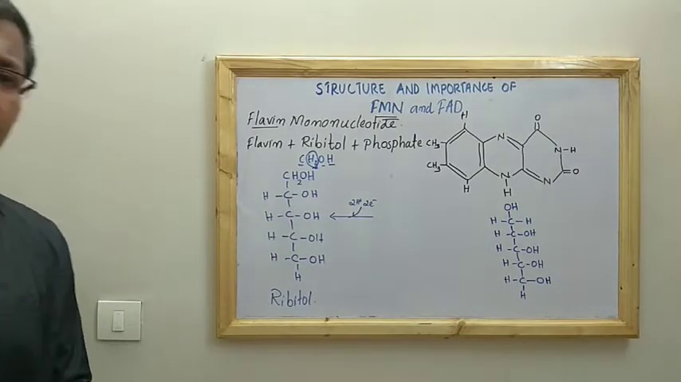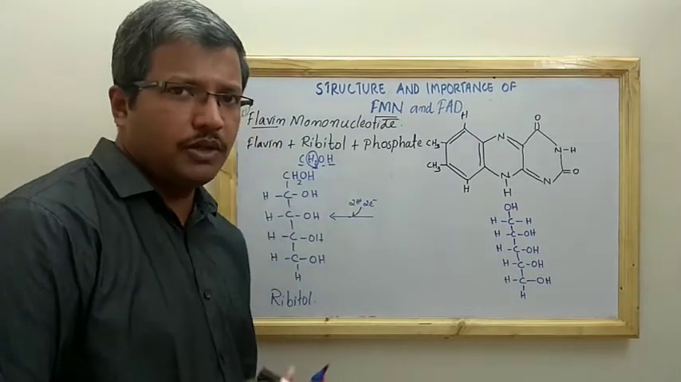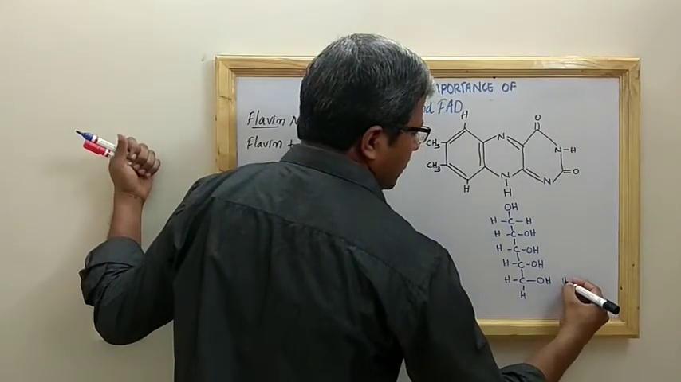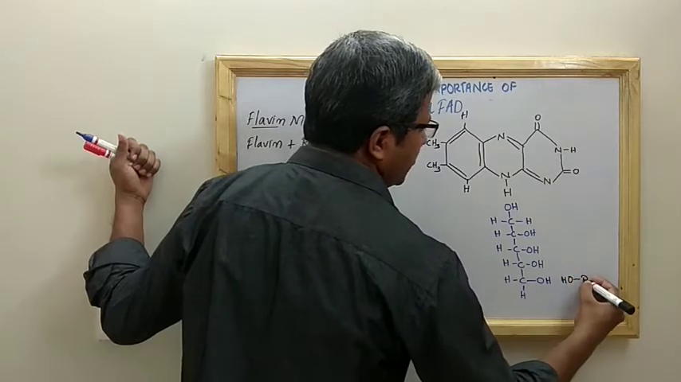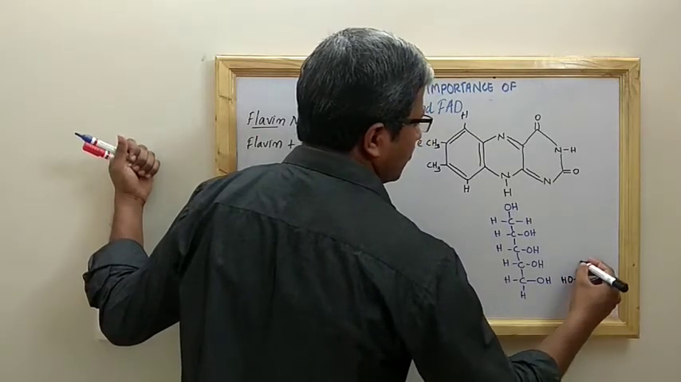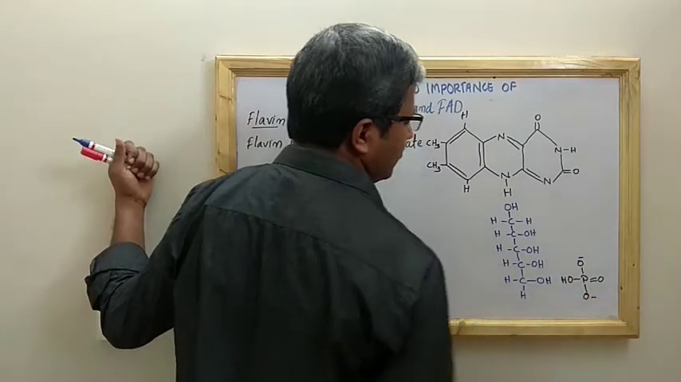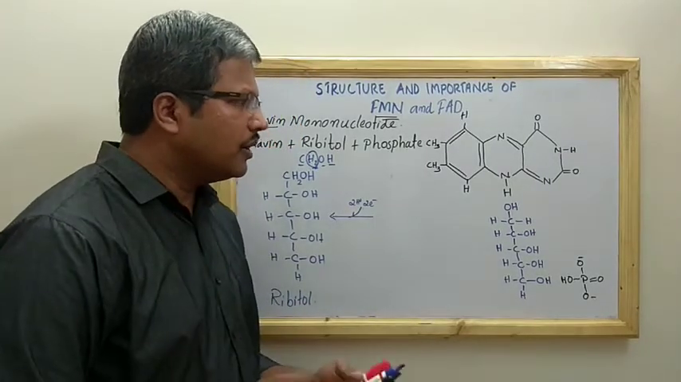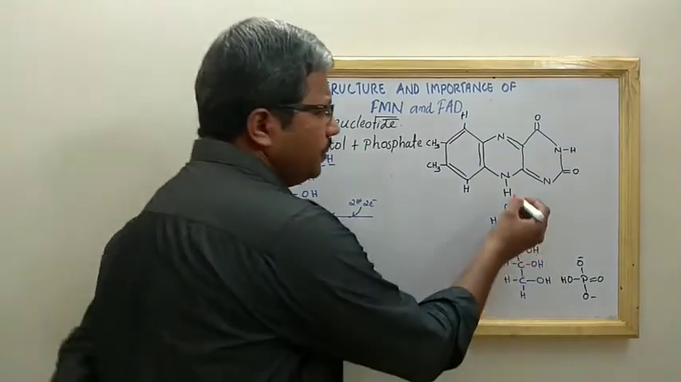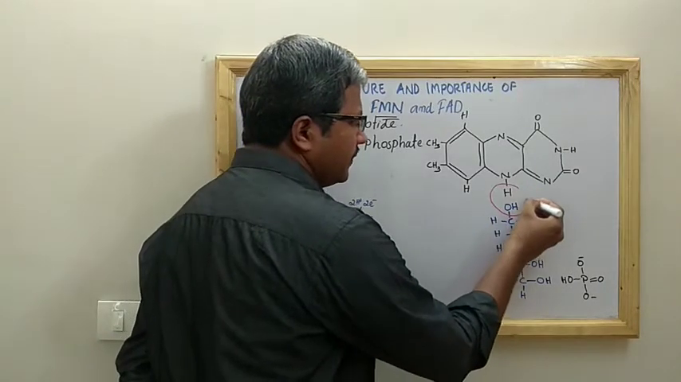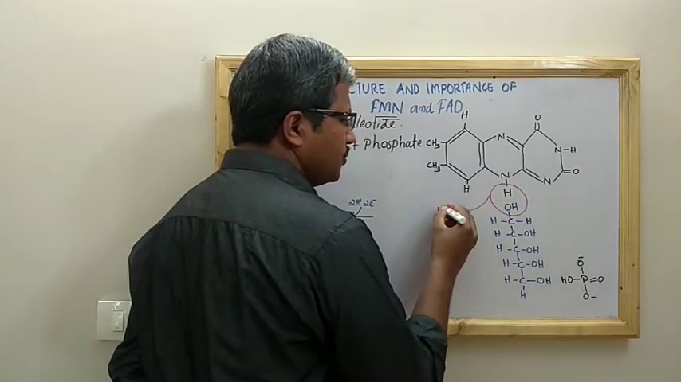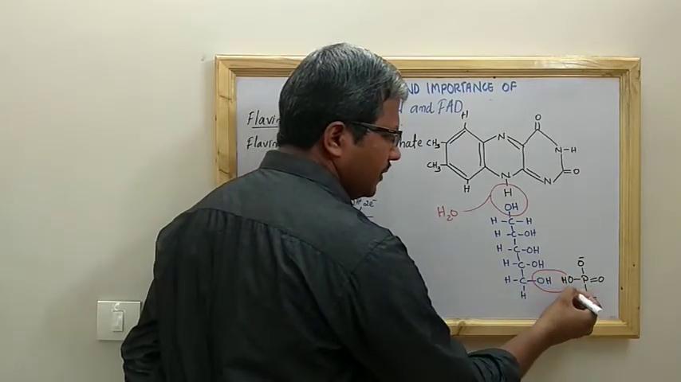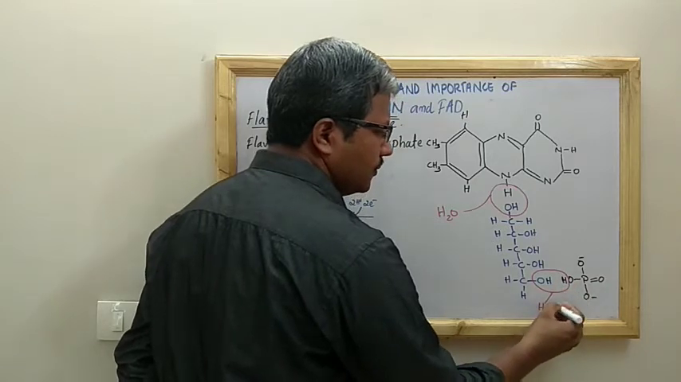Now what we need? We need a phosphate group more. Okay, one more phosphate group we need. So that we will be adding here. So, H, O, P, double bond O, O minus, O minus. Just to know how the bond is formed, I am just making it. Now what will be happening? This particular thing will be released as H2O, and this one also will be released as H2O.